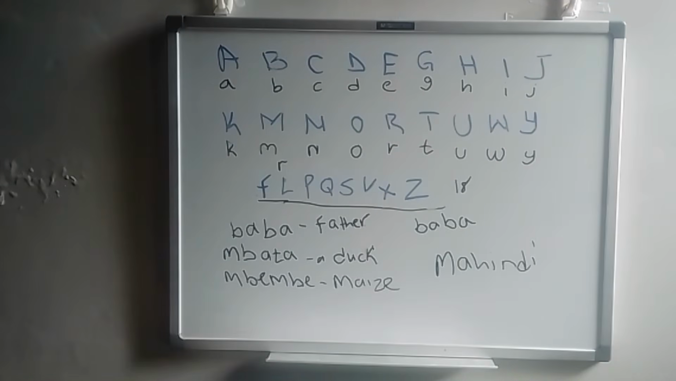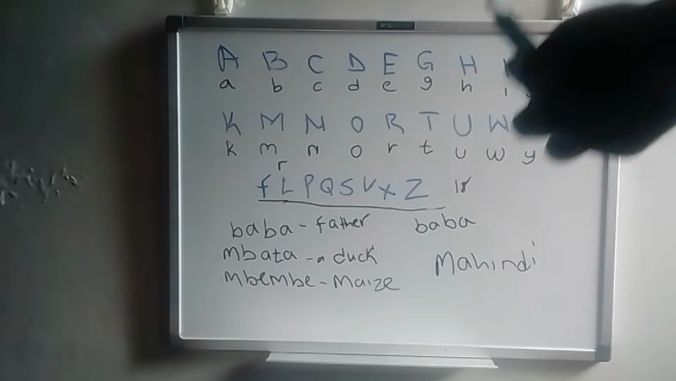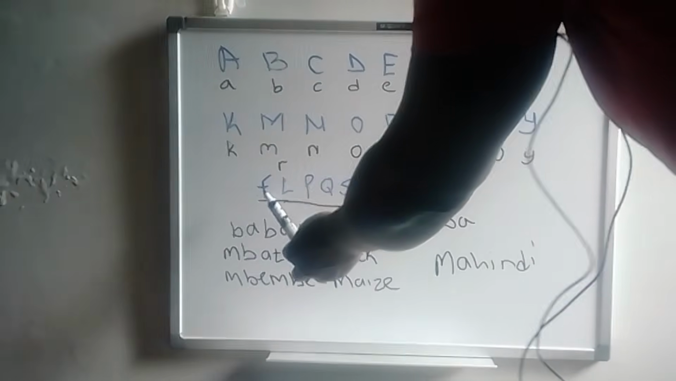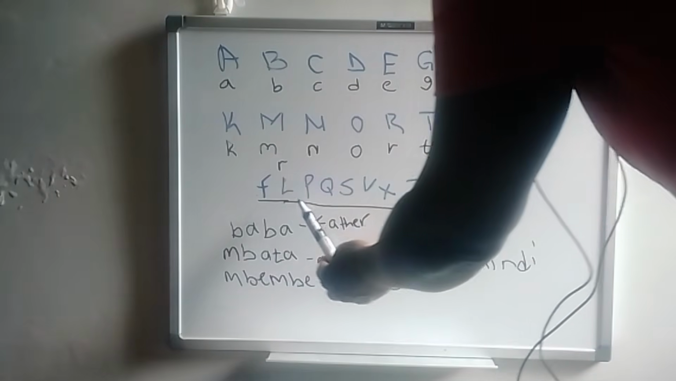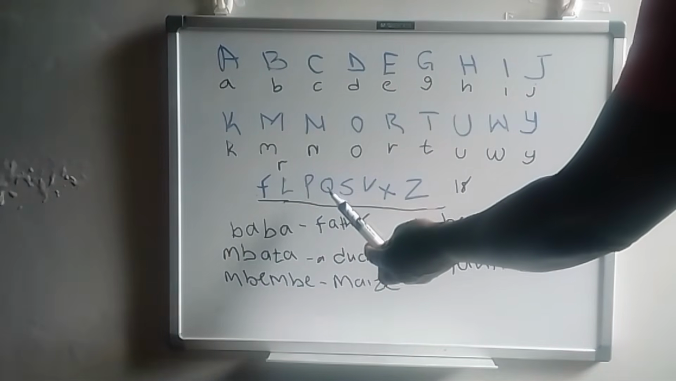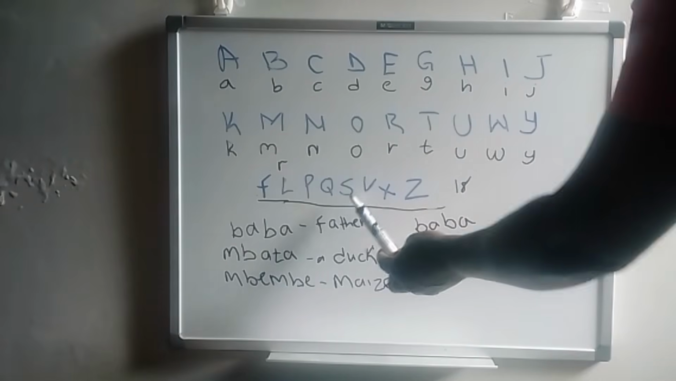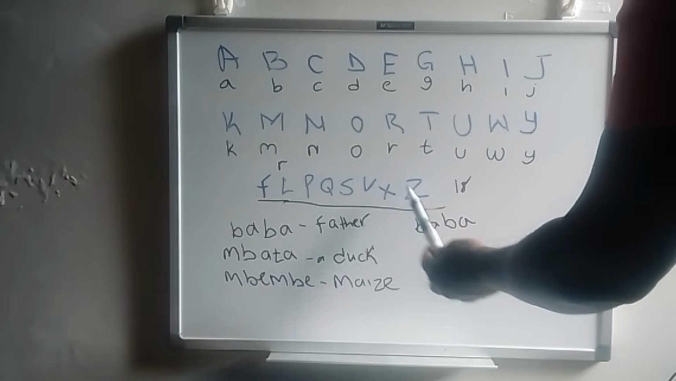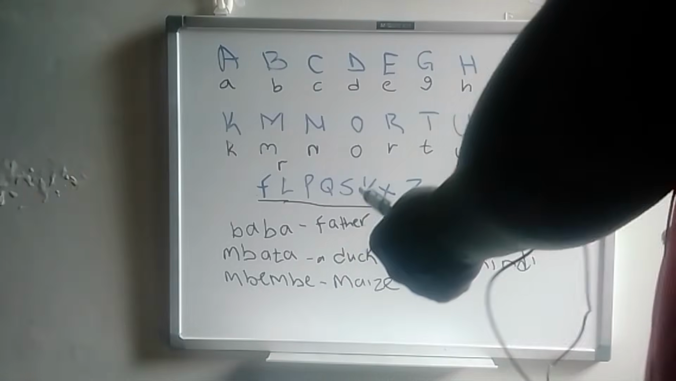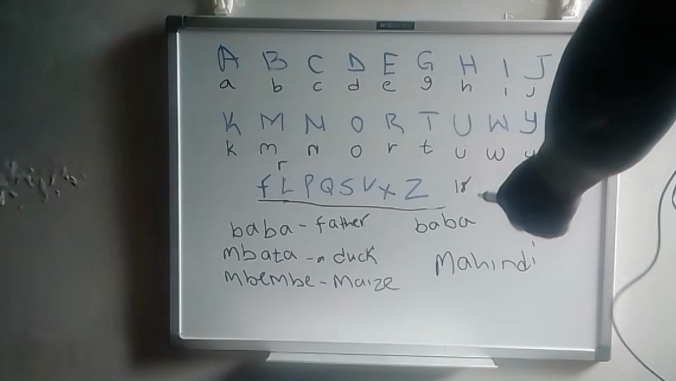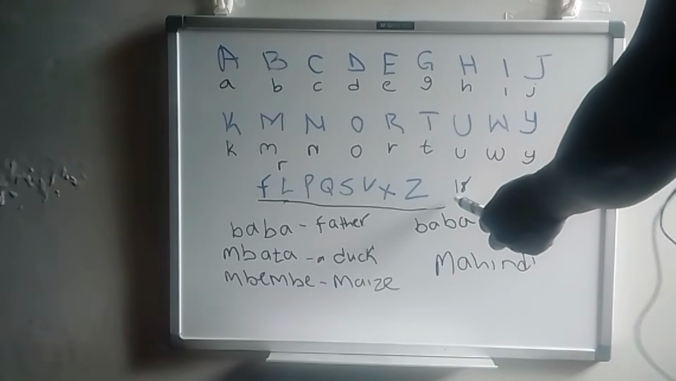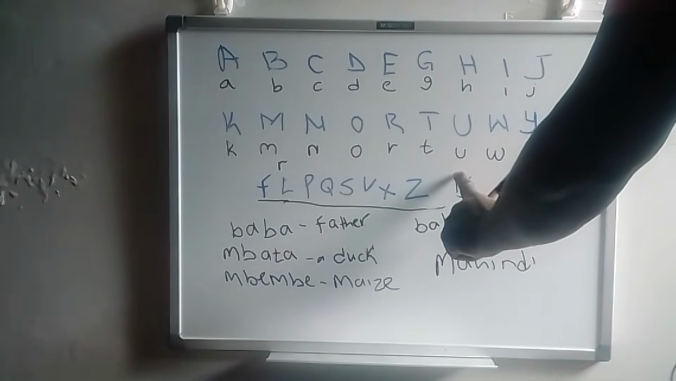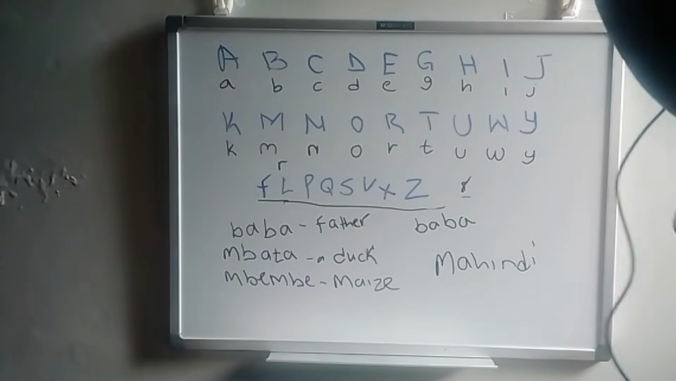Now, these are the letters we don't use in Kikuyu. There are 8 of them. This is letter F, L, P, Q, S, V, X, and Z. 8 of them. We don't use them in Kikuyu. There are 8 of them, not 18, 8 of them.